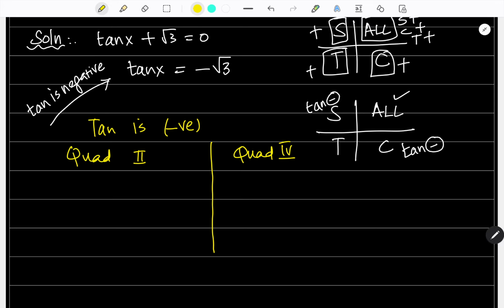So in the calculator, right now you have to do x equals tan inverse of, just put root 3. Don't put this minus root 3.